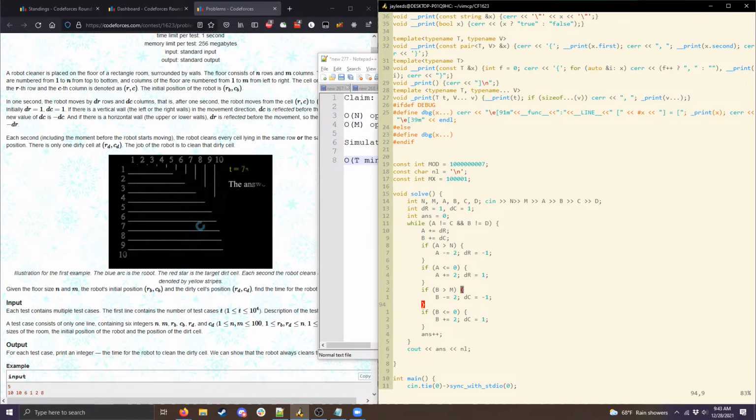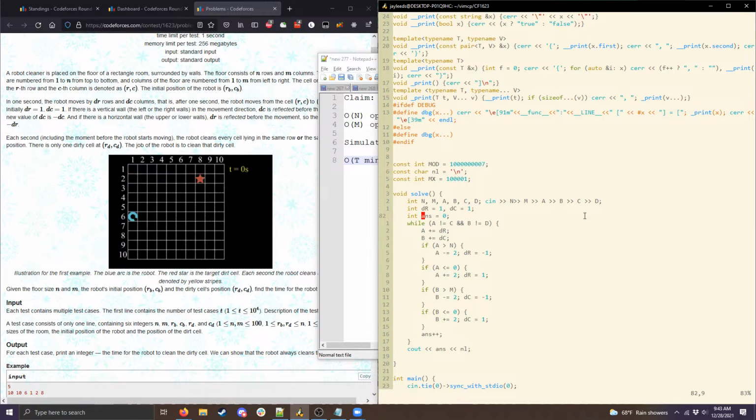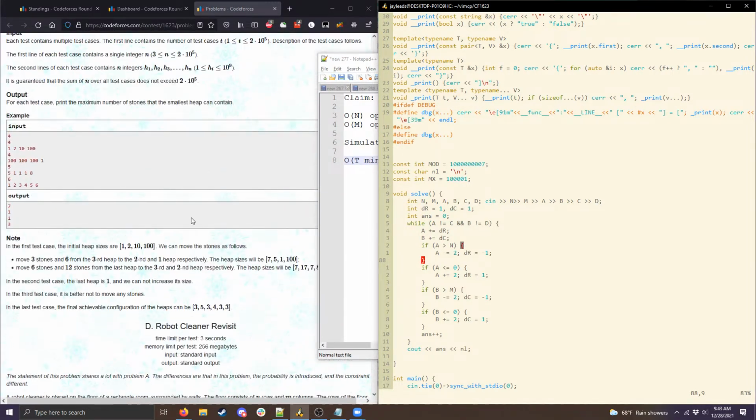Someone asked in the chat whether there's a math solution with casework, and yes, we can also do this with math if we want. I think it's maybe a little bit more annoying. I know having it implemented this way definitely comes in handy when we end up getting to problem D later on.